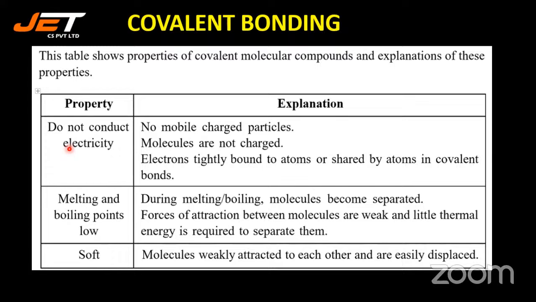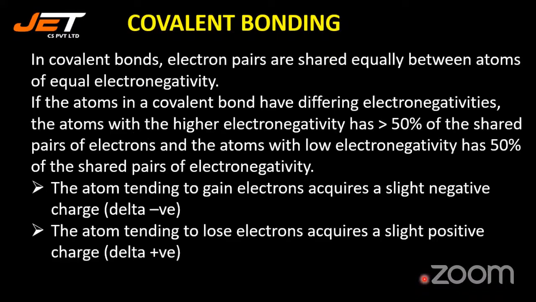So this table shows properties of covalent molecular compounds and explanations of these properties. Do not conduct electricity: no mobile charged particles. Molecules are not charged. Electrons are tightly bound to the atoms or shared by atoms in covalent bonds. Melting and boiling points: during melting or boiling, molecules become separated. Forces of attraction between molecules are weak, and little thermal energy is required to separate them. Soft: molecules weakly attract each other and are easily separated. So these are the basic explanations and the basic properties.